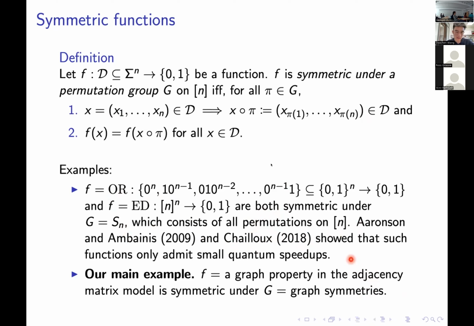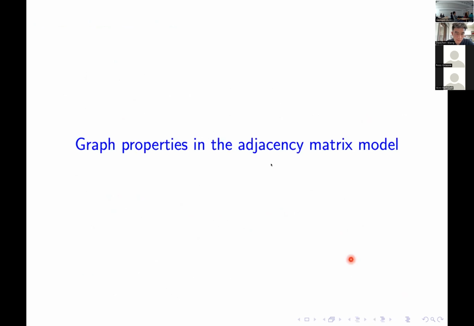Now, our main example in this work is to consider when f is a graph property in the adjacency matrix model. In this case, the group of symmetries under consideration are graph symmetries. We will show that graph properties in the adjacency matrix model do not admit super-polynomial quantum speedups.